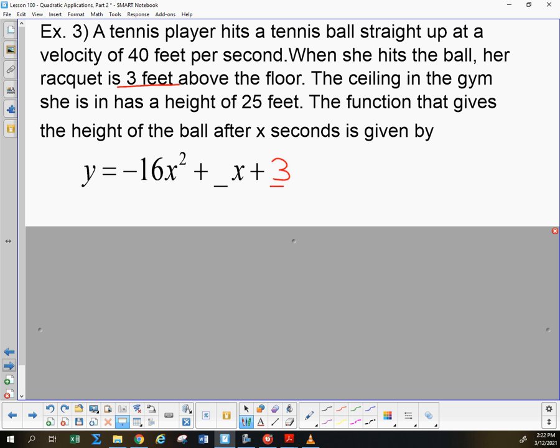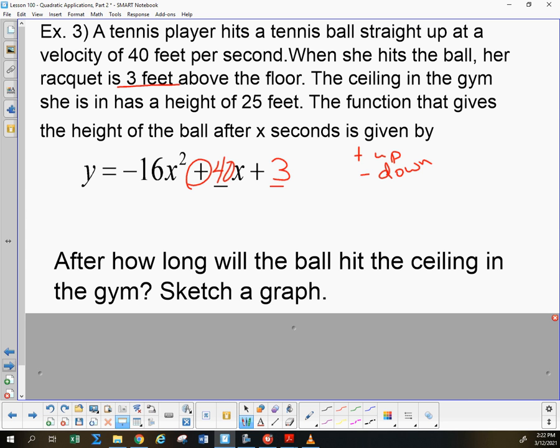She hits it straight up, so the velocity is positive because it's going up. So positive is up, negative is down on that velocity, and 40 feet per second. So we can fill a +40 in there. We want to know if it hits the ceiling, and if so, at what time. So our second equation is going to need to be 25. So let's go back to our calculator, and let's do our graph for this one.